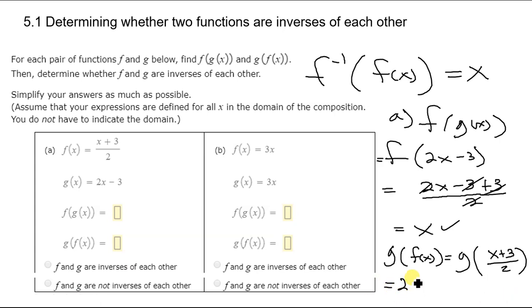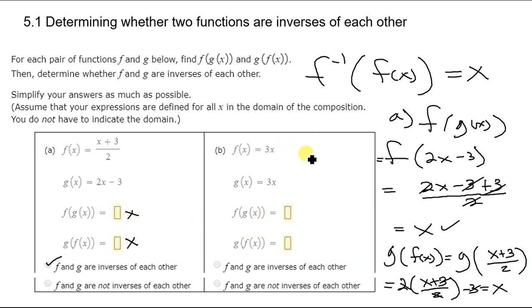So we do 2 times (x plus 3)/2, and then we subtract 3. Well, the 2's cancel here, and then we have x plus 3 minus 3, and we indeed get x in both directions. So these two functions are inverses of each other.